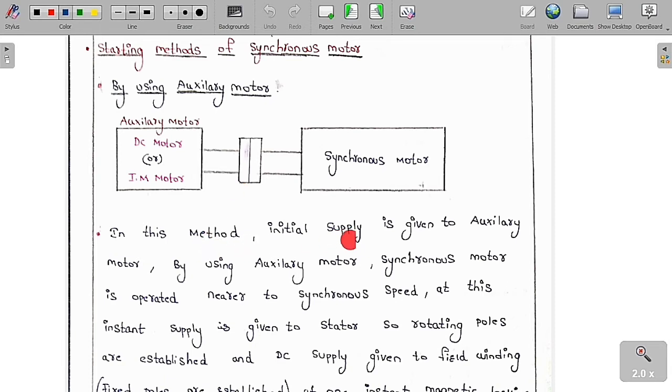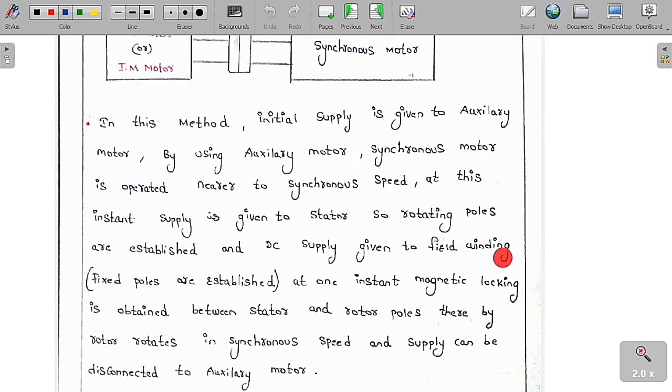In this method, the initial supply is given to the auxiliary motor. By using the auxiliary motor, the synchronous motor is operated near synchronous speed. At this instant, supply is given to the stator, so rotating poles are established, and DC supply is given to the field winding, so fixed poles are established. At one instant, magnetic locking is obtained between the stator and rotor poles. Thereby, the rotor rotates at synchronous speed, and the supply to the auxiliary motor can be disconnected.